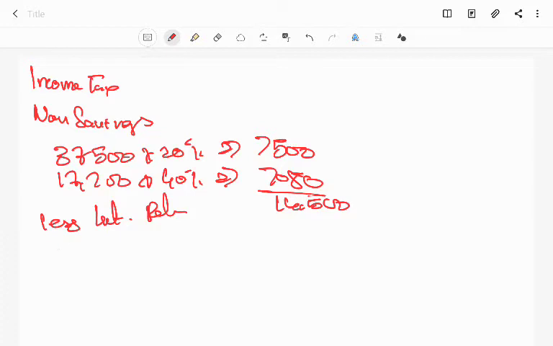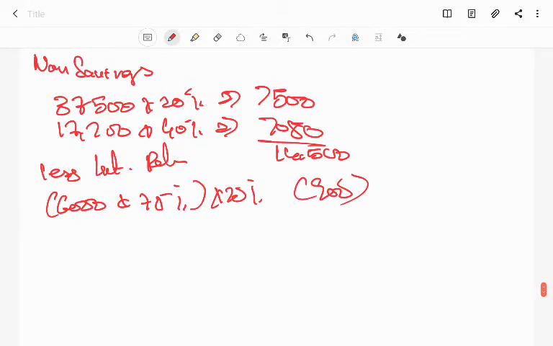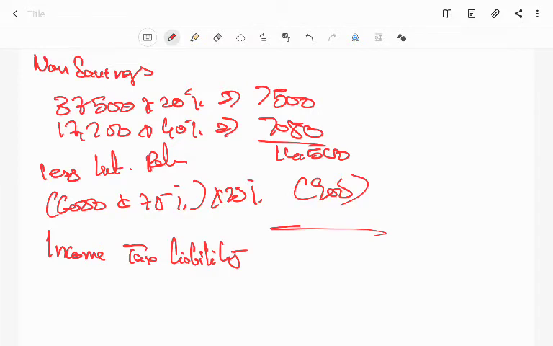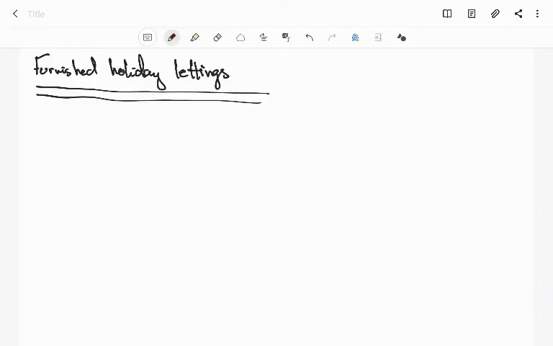Okay, as we studied, 6,000 into 75%, because it is related to 2018-19 or 17-18, I guess. So 20%, I'll deduct 900 from it. Then my income tax liability is 13,680. Cool. Done. I hope you get it.